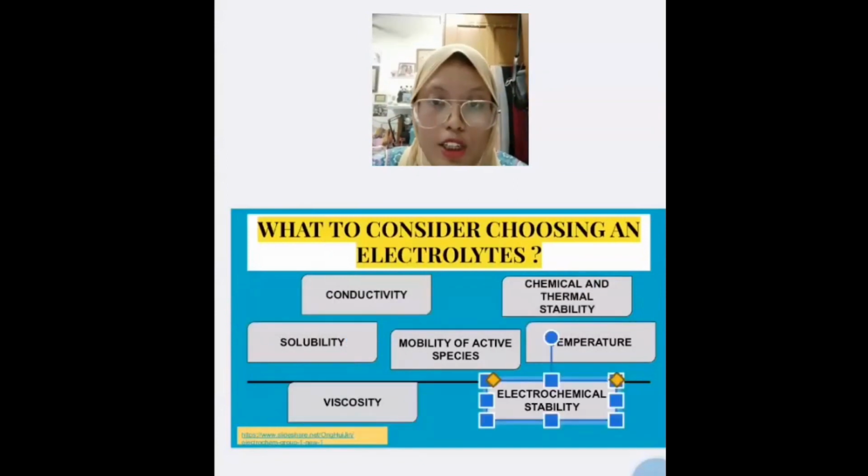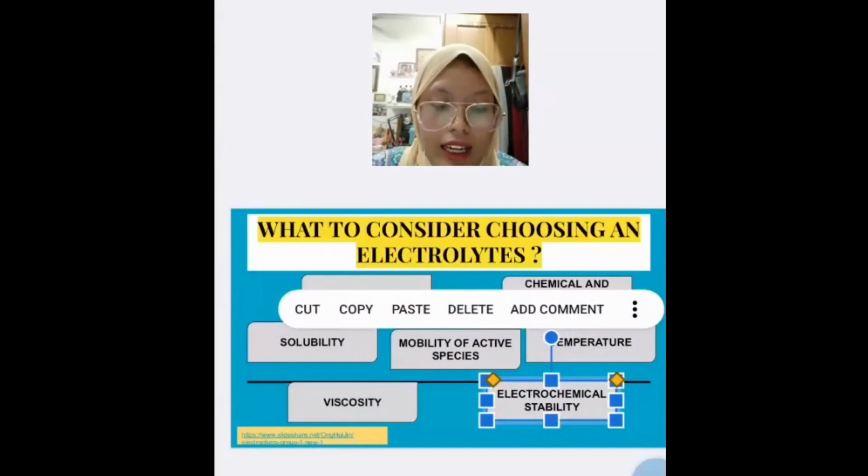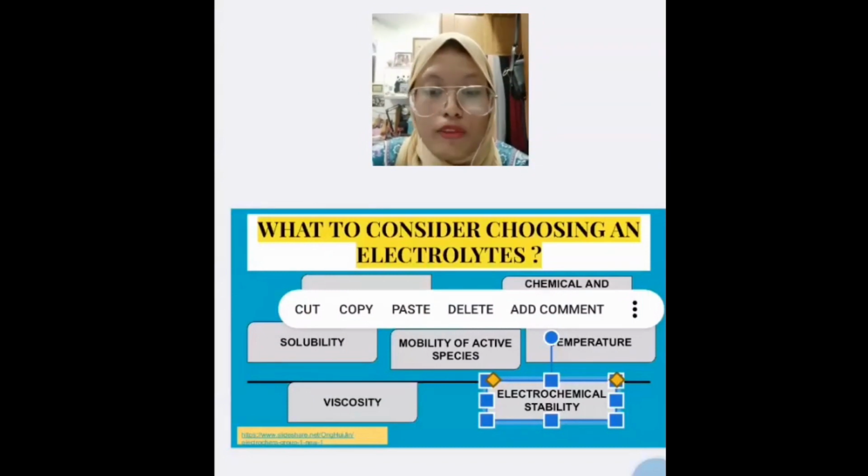And the last one is electrochemical stability. We need high electrochemical stability, as to supply the voltage for the current to carry.